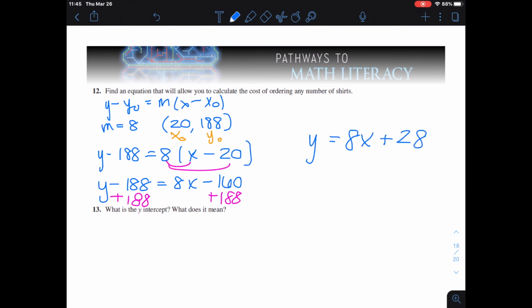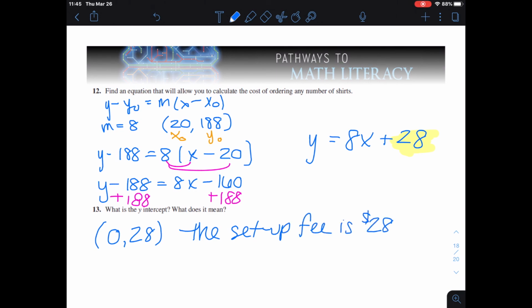So the y-intercept is exactly this value, 28. So it's the point (0, 28). And so 0 shirts cost us $28. So this tells us the setup fee is $28. Okay.